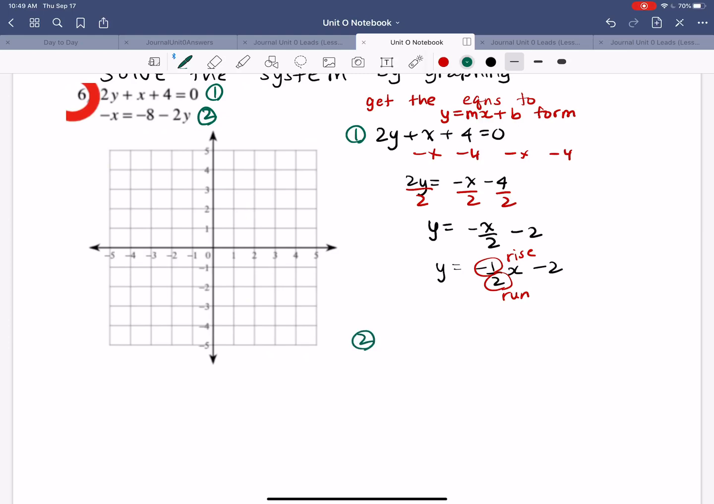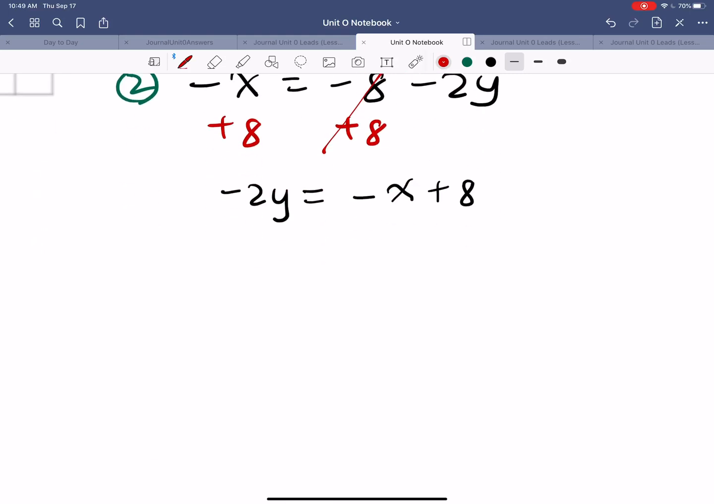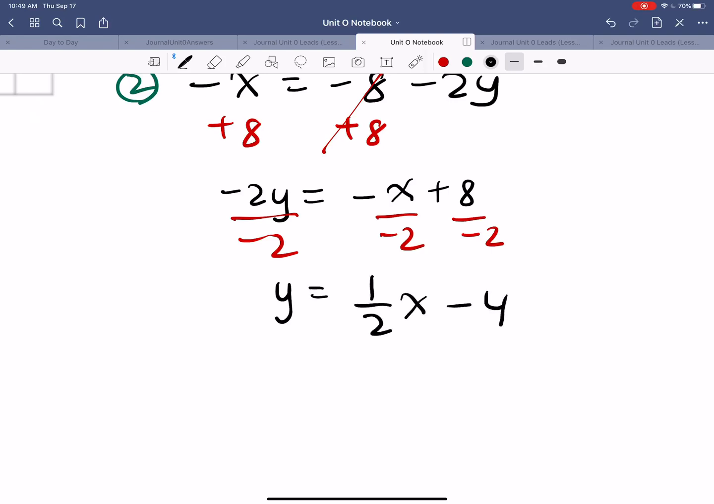The second one, it says it's negative x equals negative 8 minus 2y. You want to, again, get y by itself, so I'm going to move that one over. To get rid of negative 8, I have to do the opposite, and I add 8. And so I'm just going to move this to the left, so what I mean is I'm just going to switch the sides, do a switcheroo. So I have negative 2y equals negative x plus 8. I want to get y by itself, so I'm going to divide everything by negative 2. And so I have y is equal to 1 over 2x minus 4.